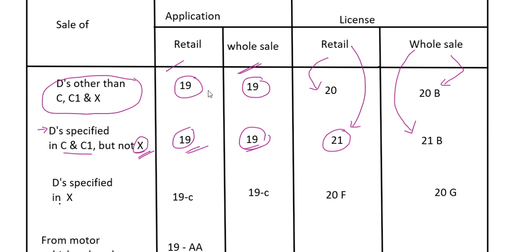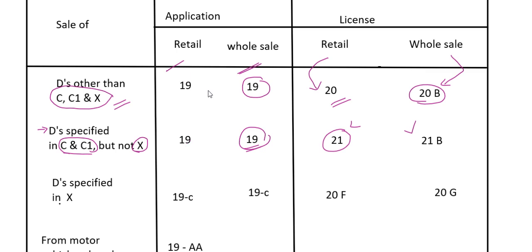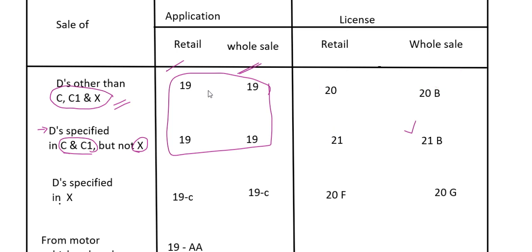So this is confusing a bit. So drugs other than those related to C, C1 and X, the license will be 20 for retail, and for wholesale it will be 20B. Okay, but for drugs specifically for C and C1, not for X, the application form is the same. So all of these have the same application form, which is 19, but the license number will change. Okay, the license number will be different.